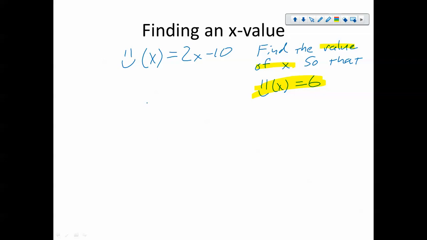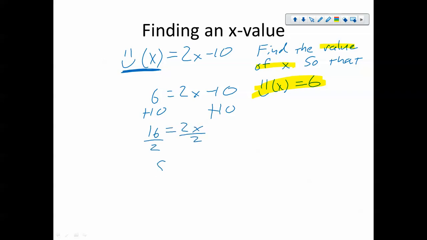And so what I'm going to do over here is, instead of placing 6 in for the x, I was told that smiley face of x equals 6. So I'm going to replace the smiley face of x with 6. And then I'm going to solve that equation to find the x value. So I'm going to add 10 to both sides and get 16 equals 2x. And then I'm going to divide by 2, and I'm going to get 8 equals x. So I found the value of x such that smiley face of x was equal to 6.